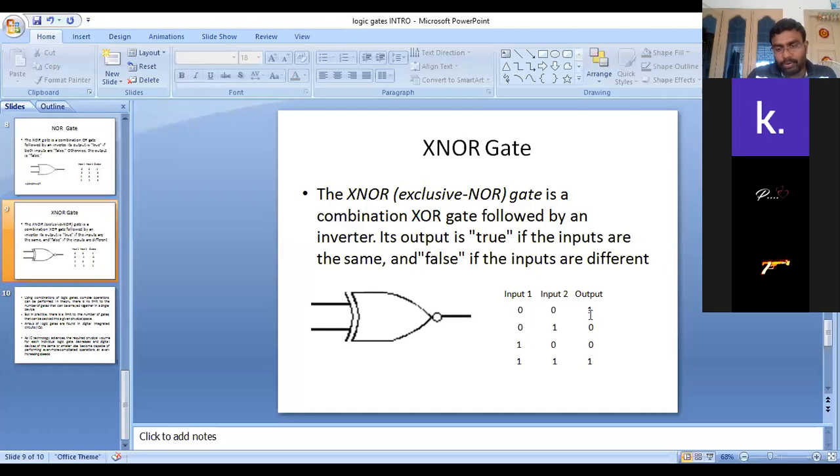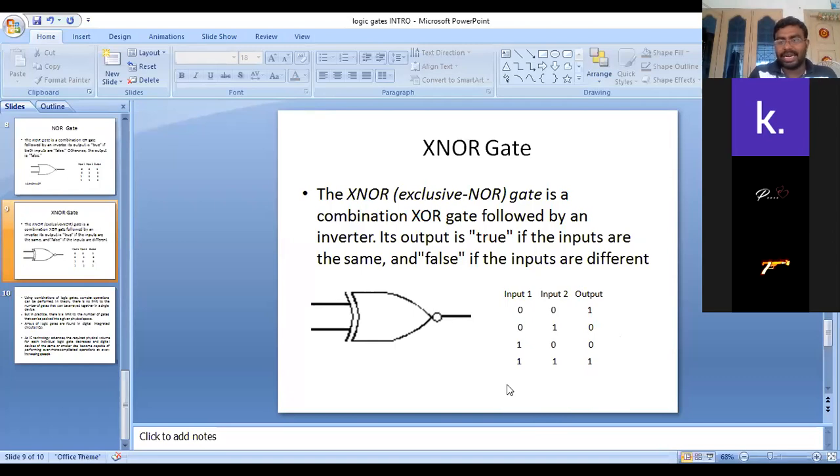Means your output will be reversed here. When the two inputs are low and when the two inputs are high, your output is high. For the remaining two cases, output is low. This tells you that the output of the truth table here is exactly the reverse of the XOR gate's output.